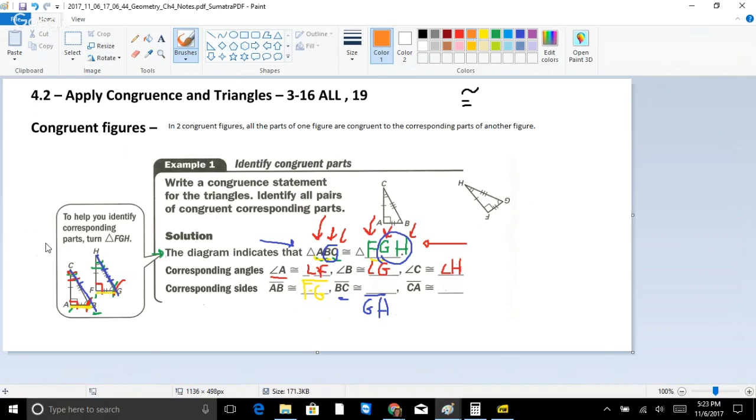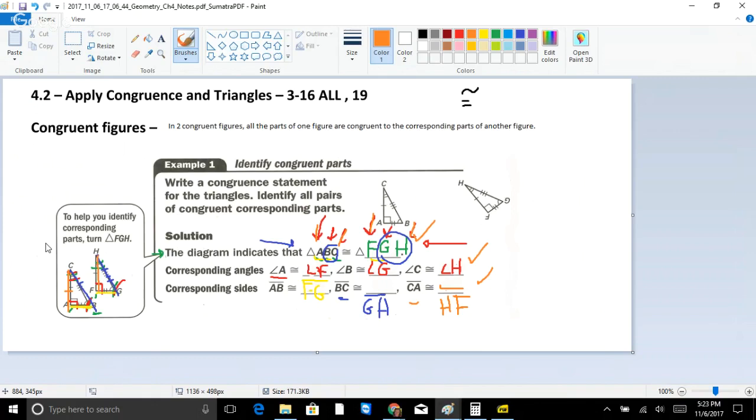The last one I have is line CA, which is over here, and that is congruent to line HF. This one's a little bit trickier. CA is my last and then my first, and that corresponds to HF. So we have two congruent triangles, and that means that all the angles are congruent, and all my sides are congruent. Everything is true all together.